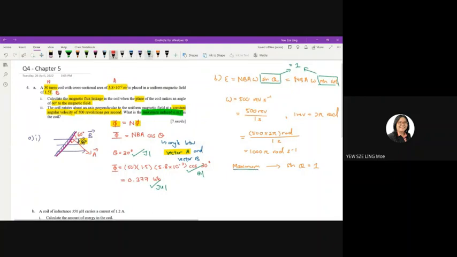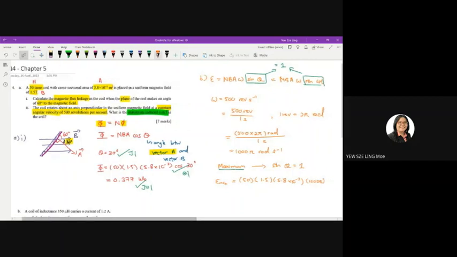Now that I have all of the information needed, I'm going to substitute into the equation. EMF maximum equals N given 50, B is 1.5, A given 5.8 times 10 to the power of negative 3, omega I have 1000 pi, and sine theta you just substitute as 1. So the maximum value equals 5.25 times 10 to the power of negative 2 V.